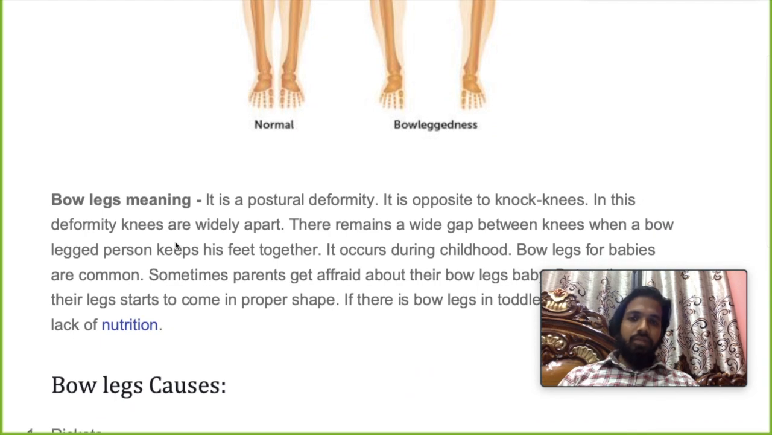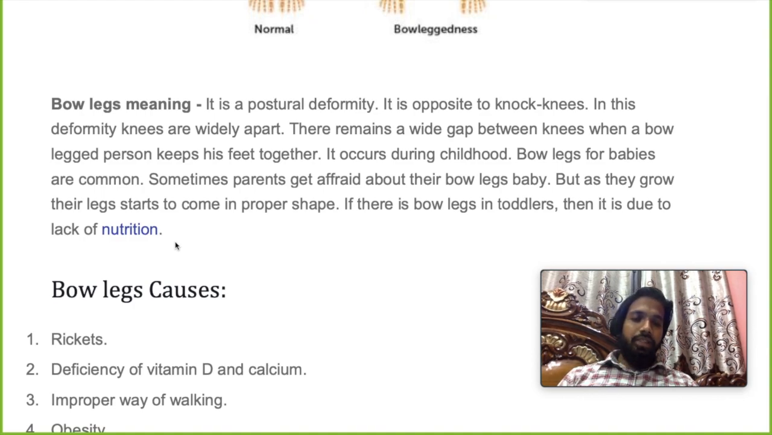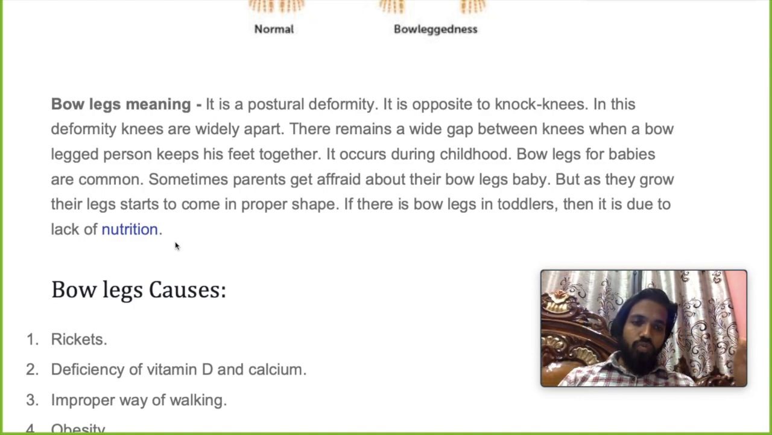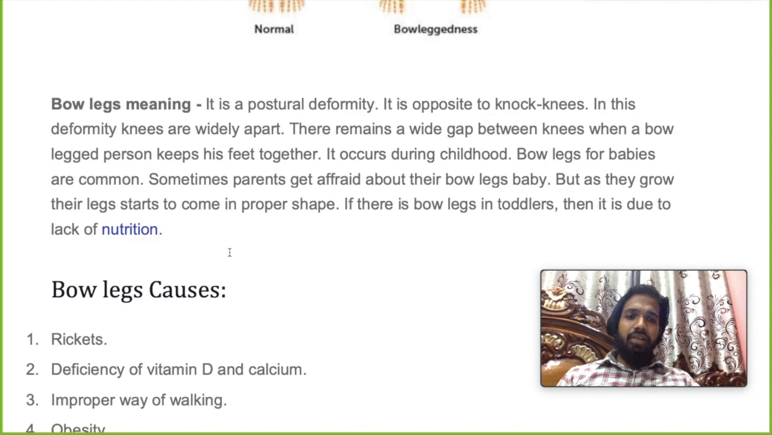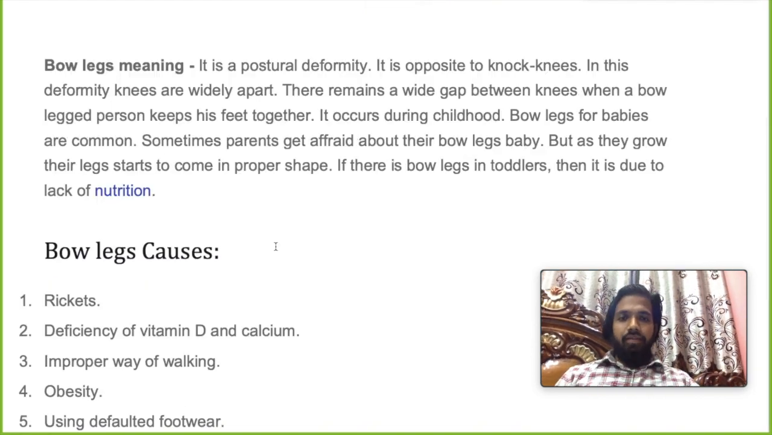It's also one of the postural deformities, and it's just the opposite of knock knees. In this deformity, the knees will go outwards, unlike knock knee. In knock knee they come together, but in this they go outwards. There will be a big gap between your knees, just like a bow, like arrow and bow.